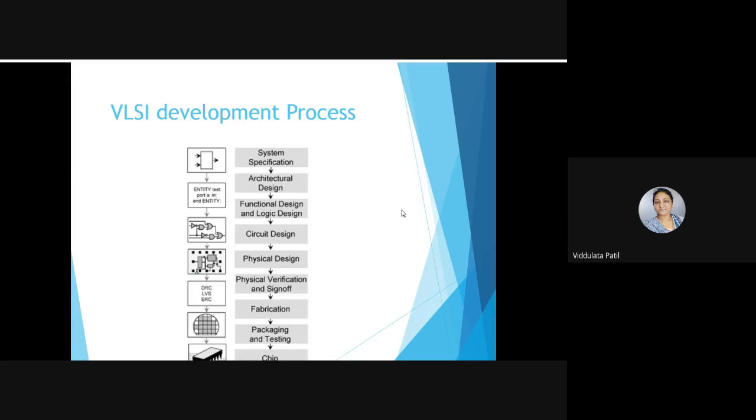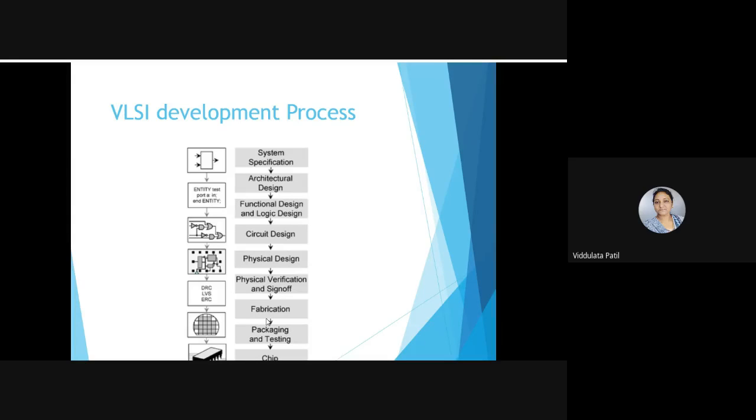what the VLSI development process is. Whenever we are developing any chip, we have to go through different steps. The first step is system specification. After that we go for architectural design, then functional design and logic design. Then after that there is circuit design. Once circuit design is completed, then physical design. After that there is physical verification and sign off, and then the chip is fabricated. So once we get the specification, we need to go through these different steps, and after that there is fabrication.